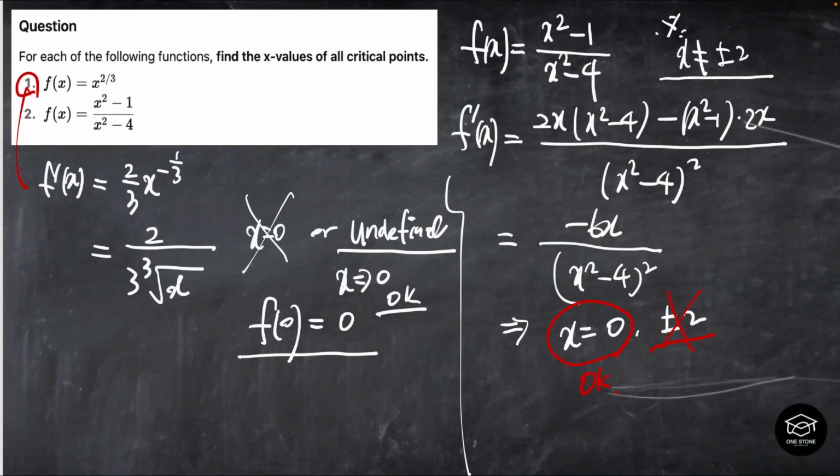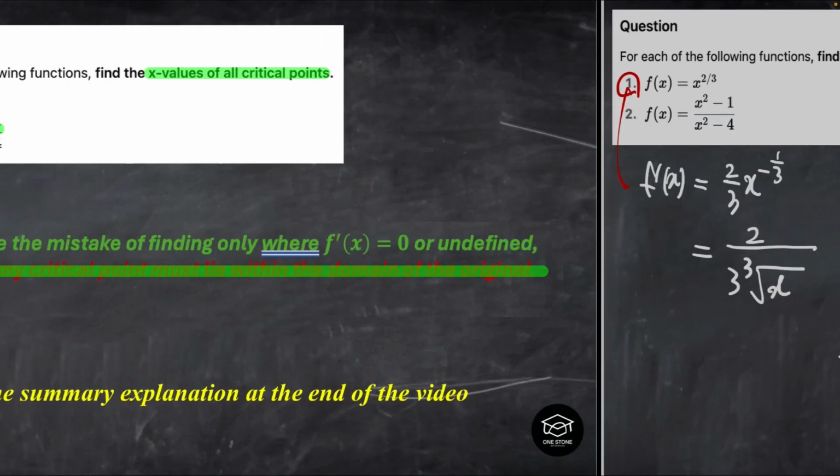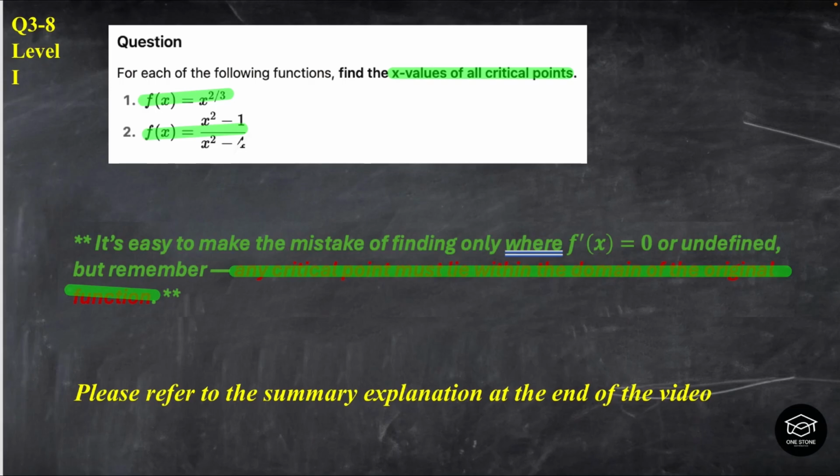Before we finish, let's review what a critical point means. A critical point of a function is any x value in the domain of the function where the derivative equals 0, or where the derivative does not exist. But remember, the point must be part of the domain. If the function itself is undefined at that value, it cannot be considered a critical point.